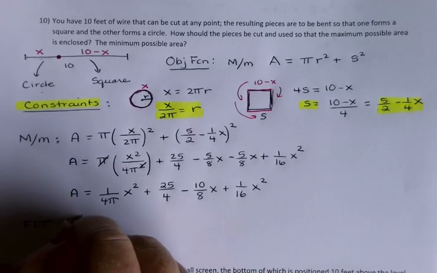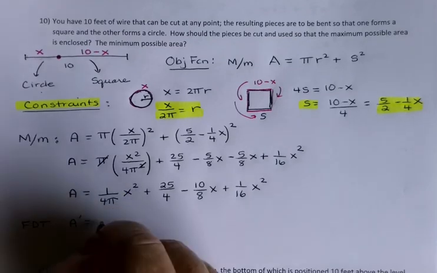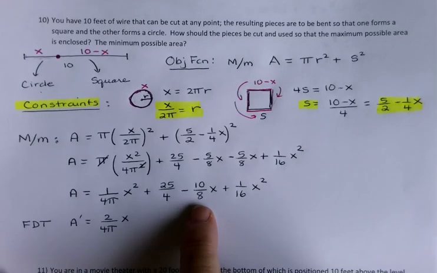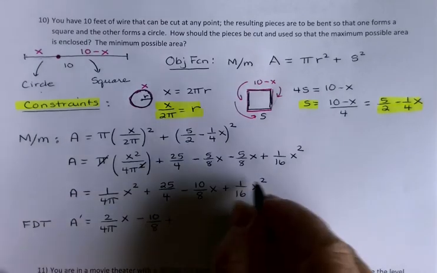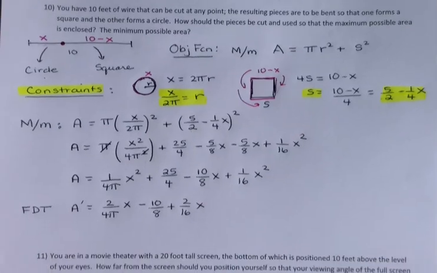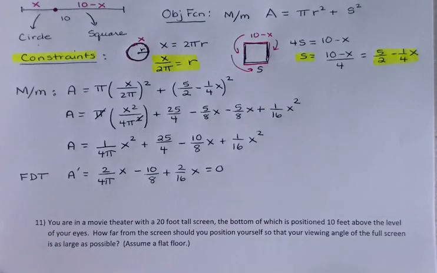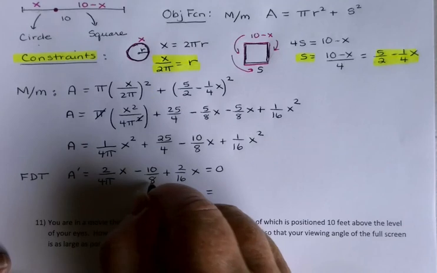A prime would be 2 over 4 pi times x to the first. Derivative there would be 0. Here I'd have a negative 10/8. And there I'd have a plus 2/16 x. I didn't simplify my fractions, but we can do that in another step. And I'd like to know where that's equal to 0. So let's see here. I'm going to take these two x pieces, and I'm going to factor out the x, and then I'm going to move the 10/8 to the other side.